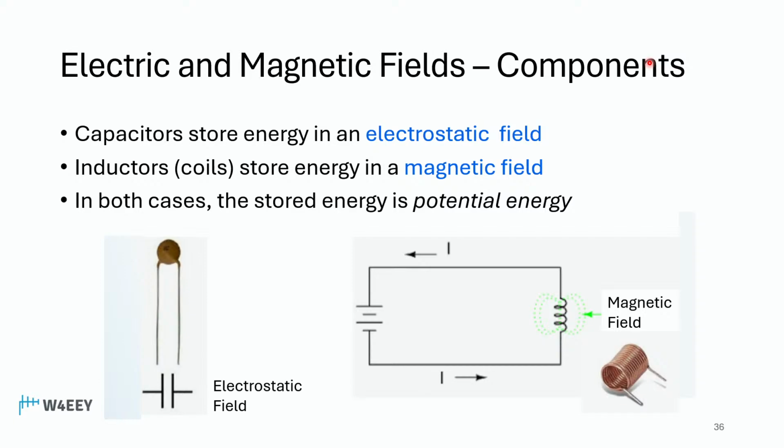Electric and magnetic. These components store energy in different ways. Capacitors store energy in an electrostatic field. So here's a capacitor. It's basically just two plates. You could take two garbage can covers if you wanted to and hold them together, and that would be a form of a capacitor. An inductor, or coil, stores energy in a magnetic field.